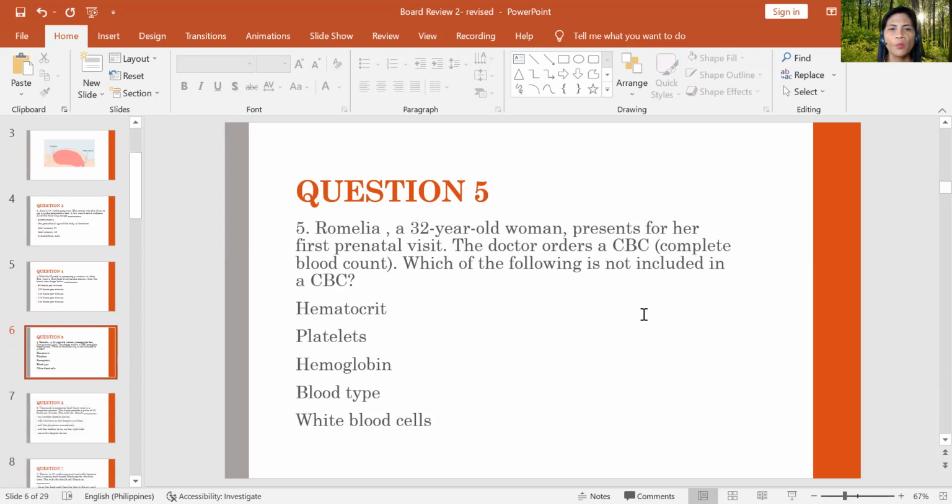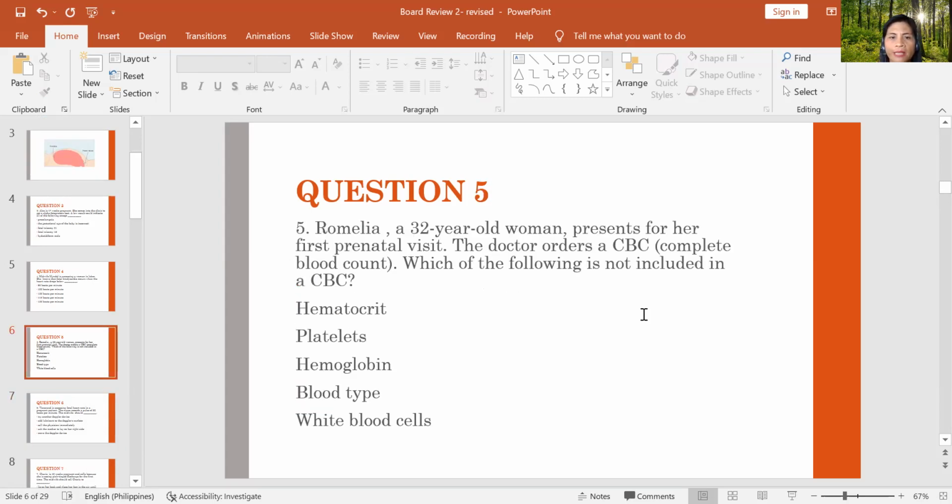Okay? Let's move on to question number 5. Romelia, a 32-year-old woman, presents at her first prenatal visit. So the doctor orders a CBC, complete blood count. So which of the following is not included in the CBC? Is it hematocrit, platelets, hemoglobin, blood type, or white blood cell?